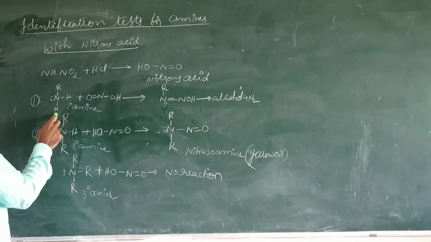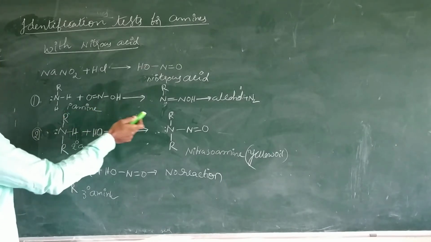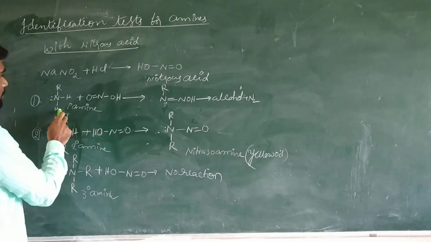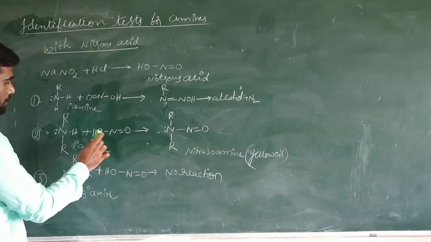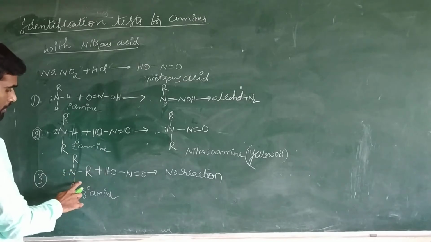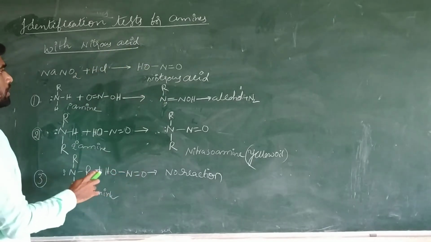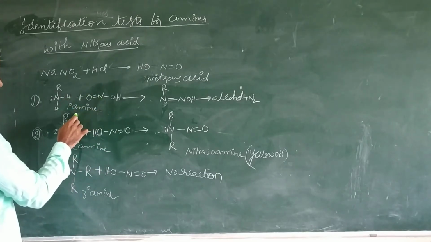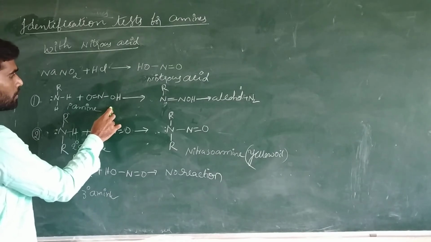Now when the primary amine is reacted with it, we will see different types of compounds. When primary amine is reacted with this nitrous acid, secondary amine is reacted with the nitrous acid, and tertiary amine is reacted with the nitrous acid, this is the identification test for the amine.